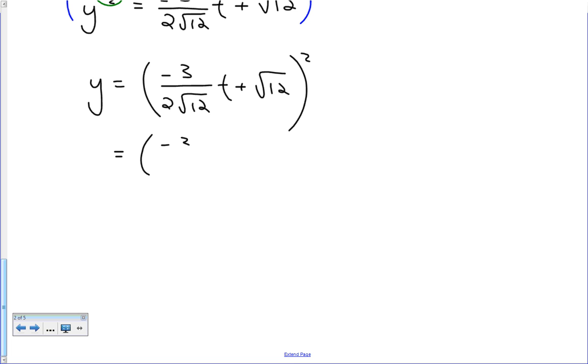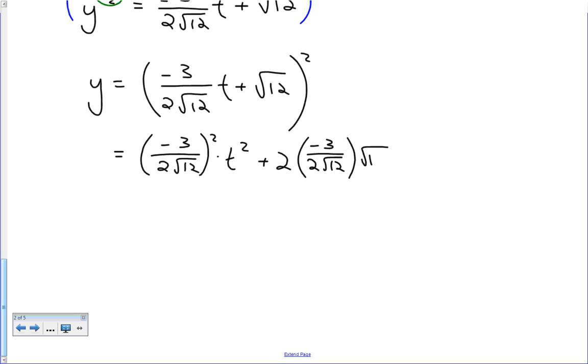We're taking the negative 3 over 2 square roots of 12 and squaring that. That's times t squared. And then we add that to 2 times the first term, which is negative 3 over 2 square roots of 12, times the second term, which is the square root of 12, times your t. And then finally add on the square root of 12 squared. And that one's not too bad, but we'll write it out that way for all of this.